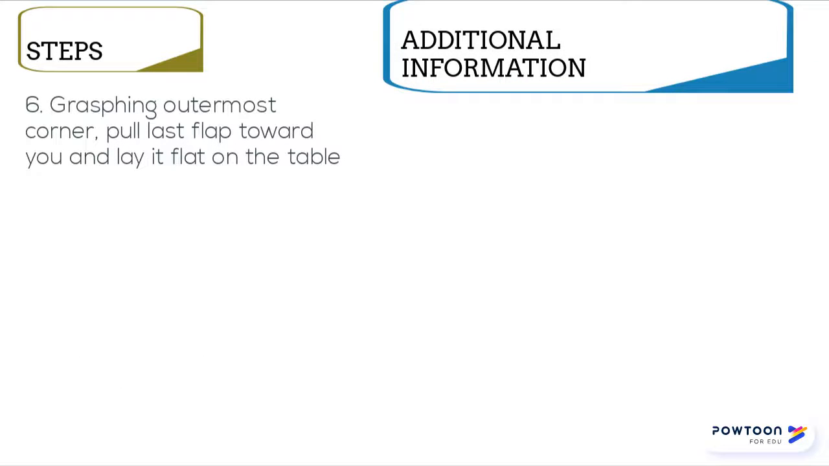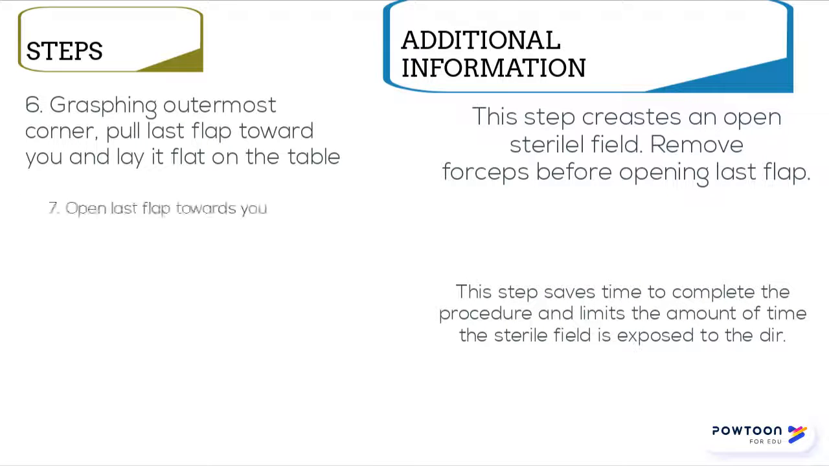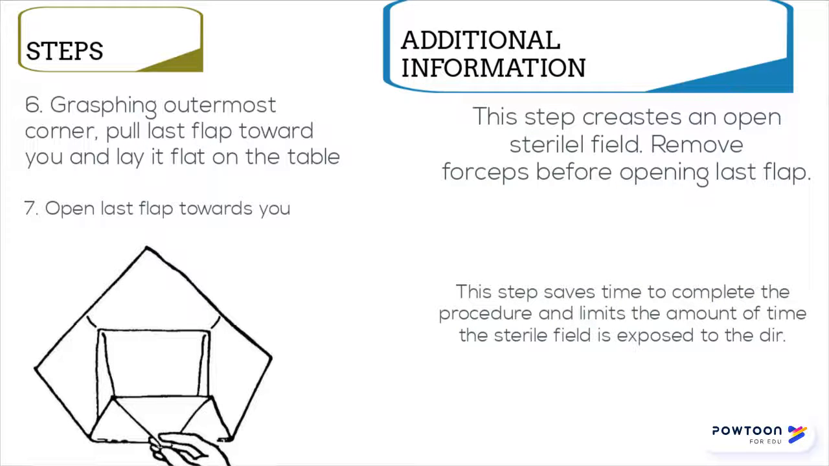Grasping the outermost corner, pull that last flap towards you, keeping it from touching your body to maintain sterility. This step creates an open sterile field. Complete those 4 steps before opening the last flap to allow you to maneuver materials around on your new open sterile field.